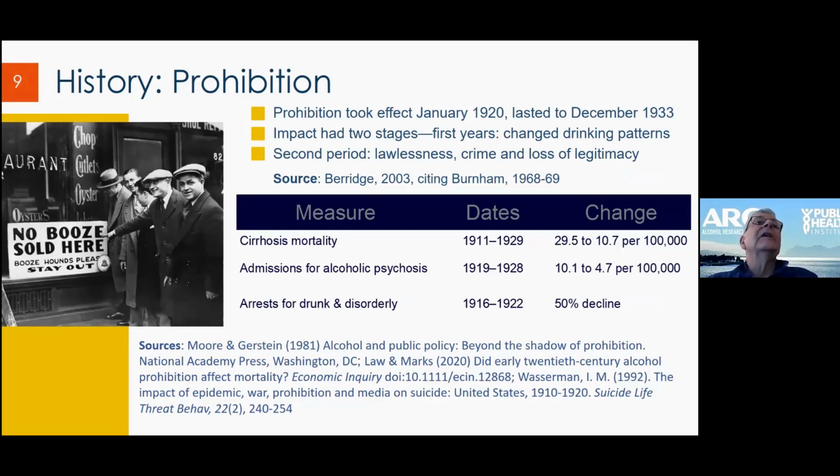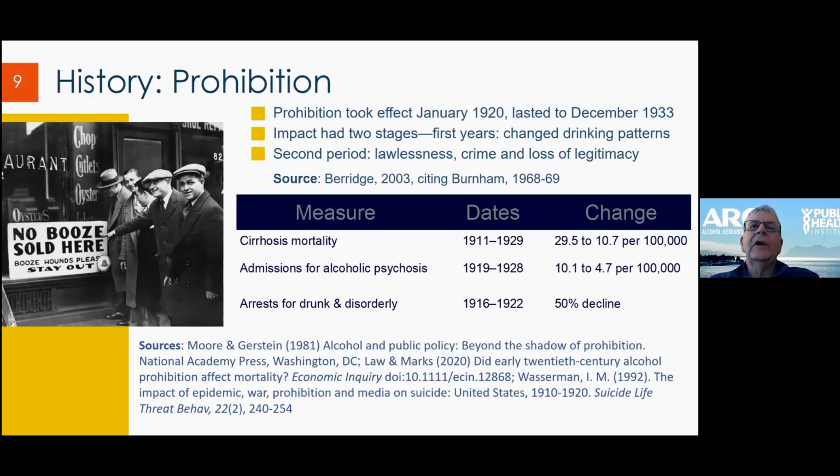And there were two stages in the impacts. The first stage involved a real reduction in drinking and drinking patterns. And you can see here in this little table that a number of positive outcomes occurred, major reductions in cirrhosis mortality, also hospitalizations for alcohol psychoses, and also arrests for drunken disorderly conduct, which is something that had been very common. Perhaps it's a little less common today, but it was common then, and showed a 50% decline. And I would mention that suicides also were reduced. So this is something that early on was very successful as a policy.